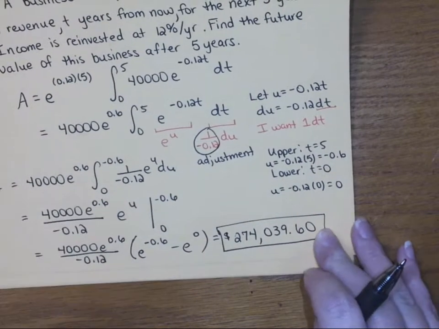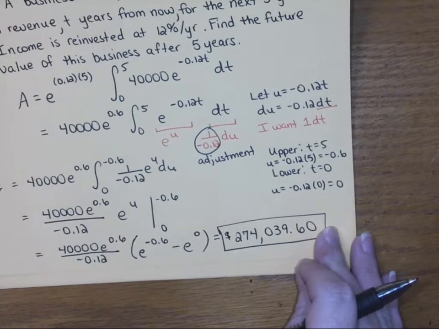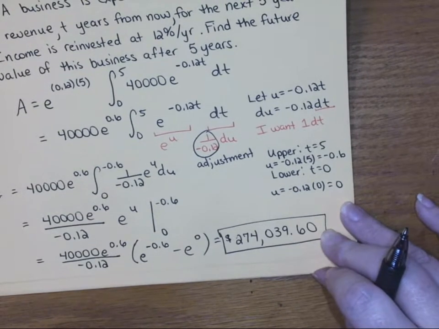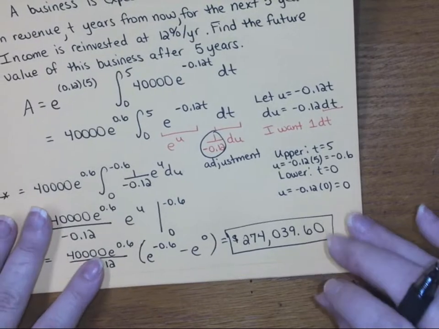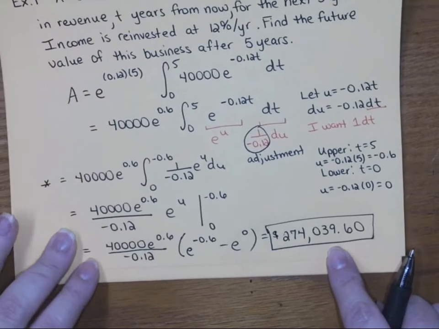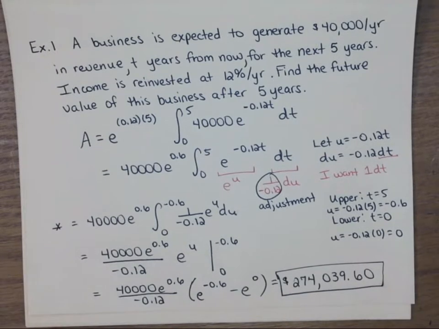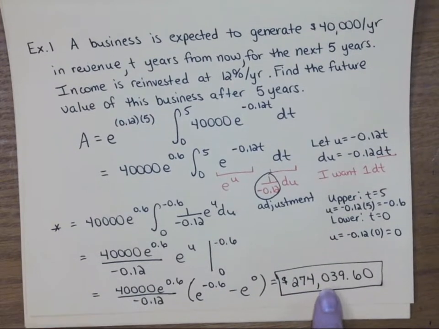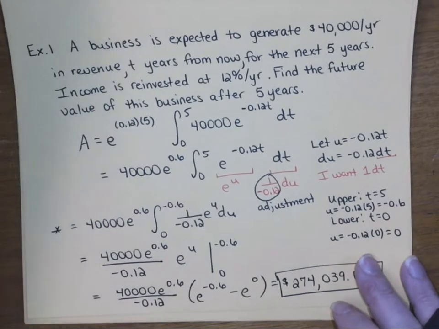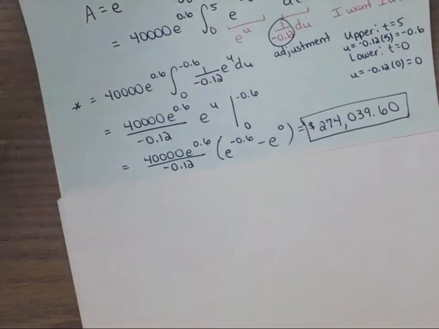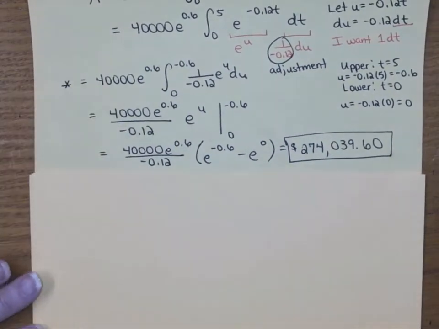Okay, so the future value of this business, given a $40,000 a year income that gets reinvested, is $274,039.60. Now, by the way, if you did 40,000 times 5 and you just didn't reinvest it, it would only be 200,000, right? So they got a bump of $74,039.60 because they reinvested their money, right? They earned interest and they made that work for them. All right, so that's future value of an income stream.